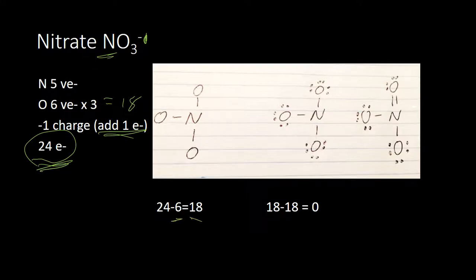And with those 18, we want to complete the octets for the oxygen. So 1, 2, 3, 4, 5, 6 on each oxygen. 6 times 3 is 18. So we now have 0 electrons left. Our oxygens all have complete octets, but our nitrogen only has 2, 4, 6 electrons on it right now.